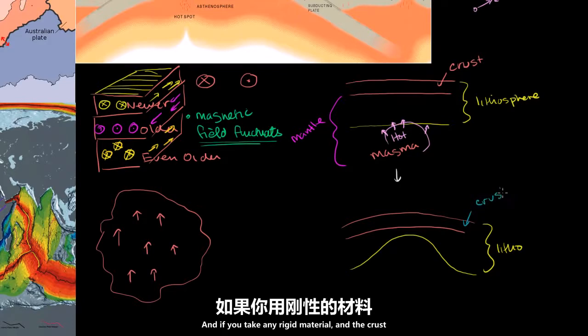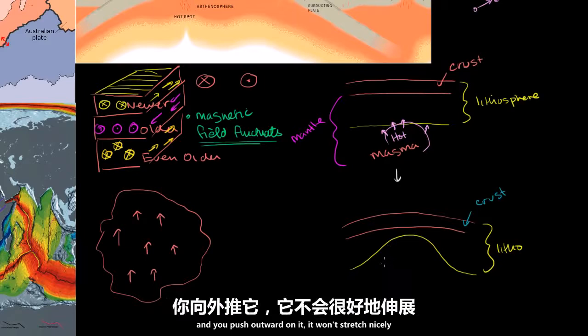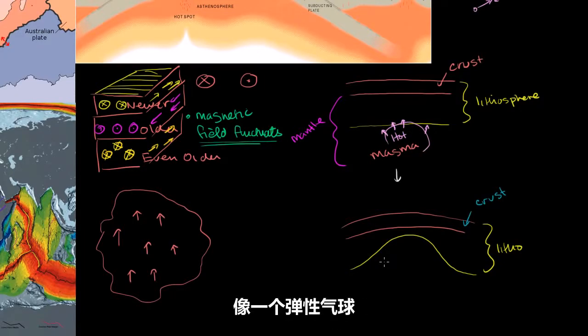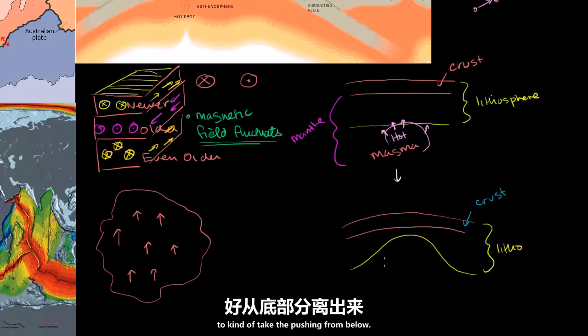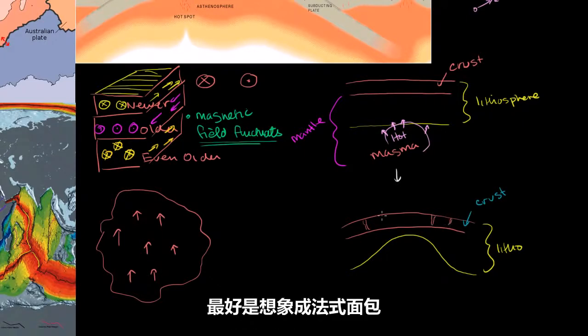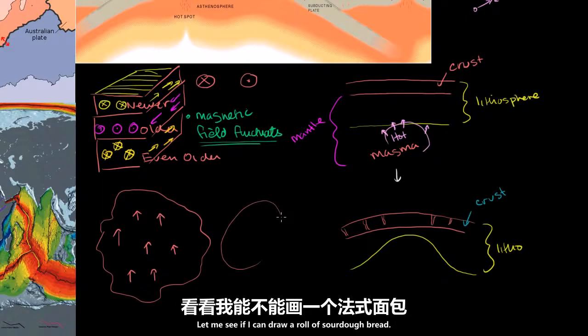And if you take any rigid material, and the crust and the lithosphere for that matter are rigid, and you push outward on it, it won't stretch nicely like an elastic balloon. It'll start to crack and have to be pulled apart in order to take the pushing from below. So this crust is going to start to crack. And actually, the best example where you see this is in sourdough bread that has really hard shells around it. You see sourdough bread. Let me see if I can draw a roll of sourdough bread.